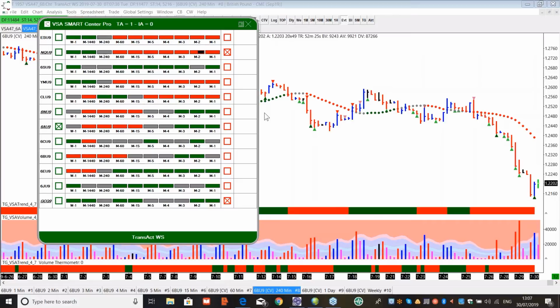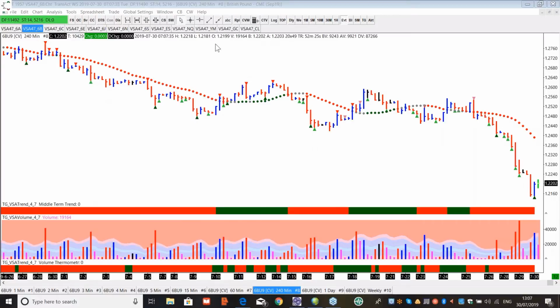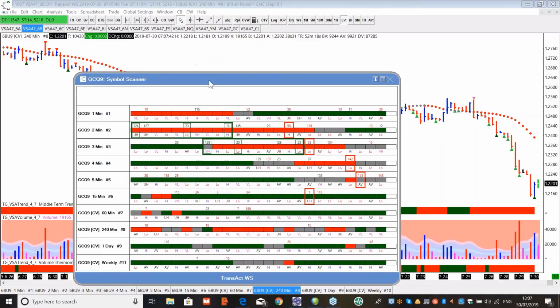Okay, so let me just put up the scanners here for you. And this is my futures charts using Infinity AT charts. And I'm just going to show all the scanners. Okay, now, what you've just seen there is me using Smart Center Pro, but I'm using the scanners which are available in the base charting software that we sell.